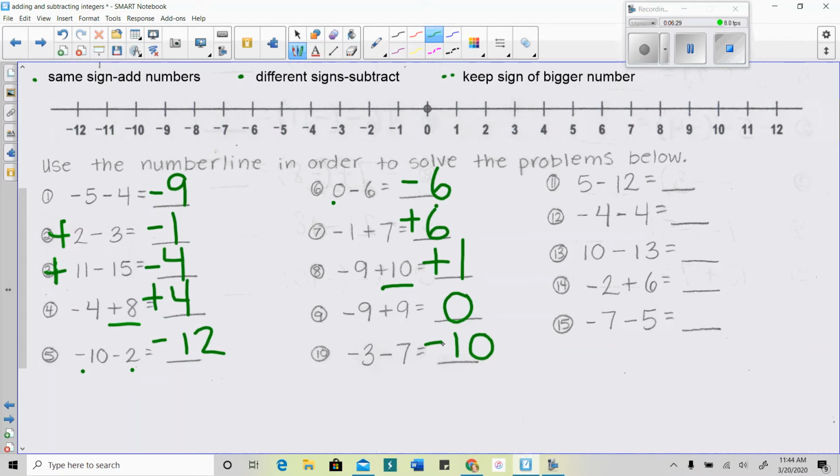Okay, the next one, remember that that 5 is a positive because it doesn't have a sign. So I've got a positive and a negative. Those are actually different, so we're going to subtract and get the difference. 12 minus 5 is 7, and that would be a negative because the 12 is larger than the 5.